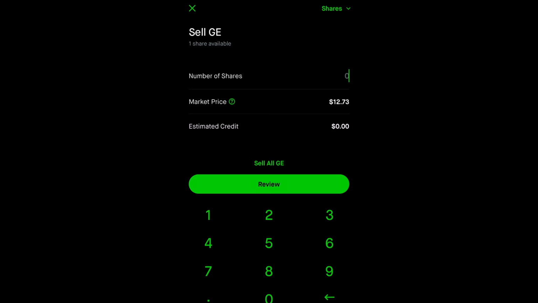So let's say I wanted to sell that one share. I would hit 1, and underneath market price it says estimated credit: $12.73. That's how much would be deposited back into your Robinhood account, how much you would get back from that trade. Again, it's going off of the market price, what the stock is currently selling at. You can hit review, but again, I don't want to sell it right now, so I'm not going to do that. But that is how you would sell a share.